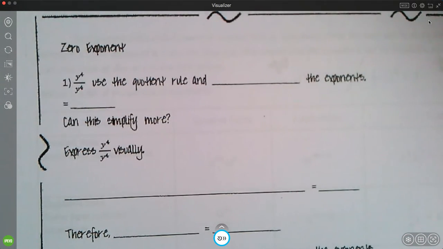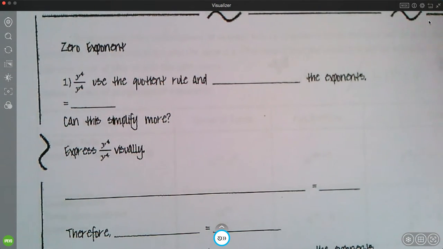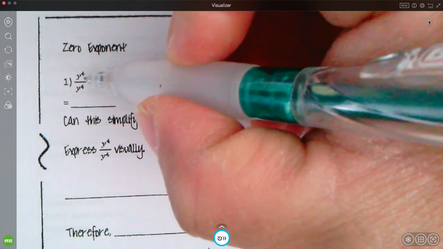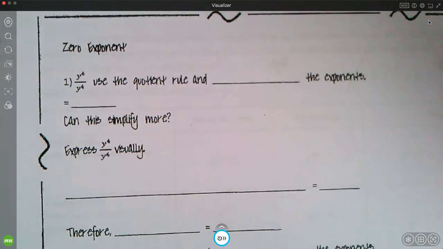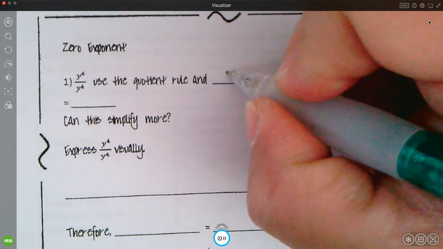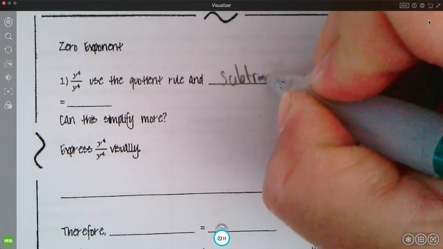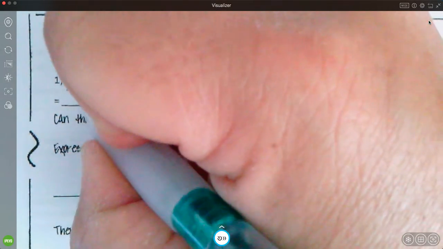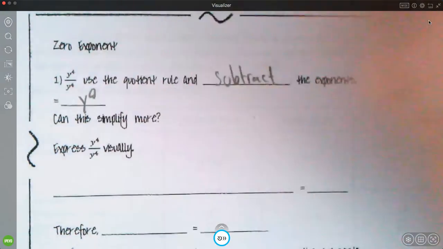So then the last rule, or one of the last rules we'll look at, is the zero exponent rule. This is the craziest thing ever. So here's your example: y to the 4th over y to the 4th. If you use the quotient rule and you subtract, you're left with y to the 4 minus 4, which is 0.